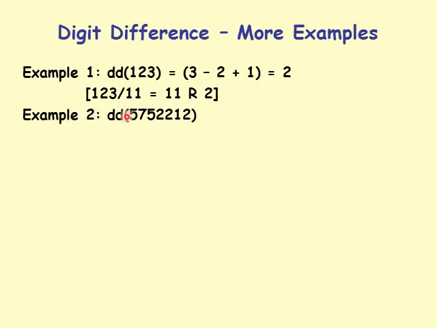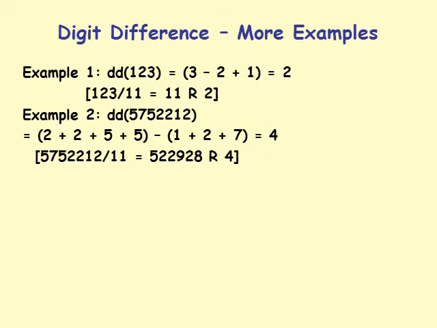So let's do another example. Digit difference of 5752212, which is equal to 2 plus 2 plus 5 plus 5, that's 4 and a 10, 14, minus the other side, 1 plus 2 plus 7, which is 10. So 14 minus 10 is 4. If we divide 5752212 by 11, I do get remainder 4. So the digit difference still verifies that it is equal to the remainder. Remainder is 4, so is the digit difference.